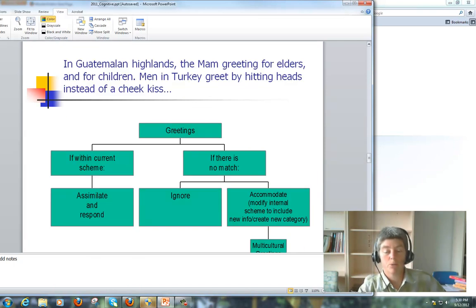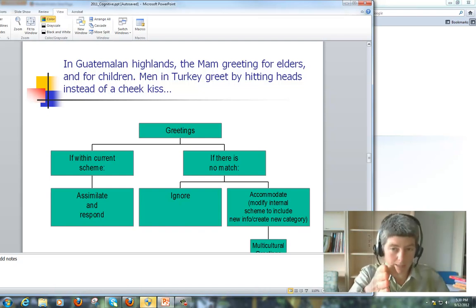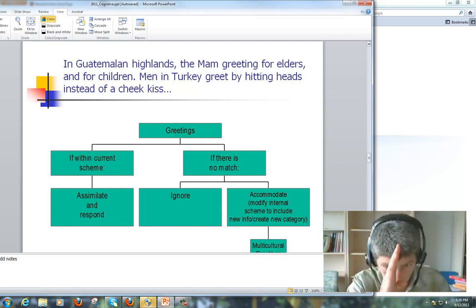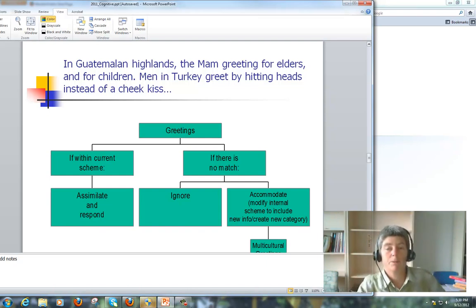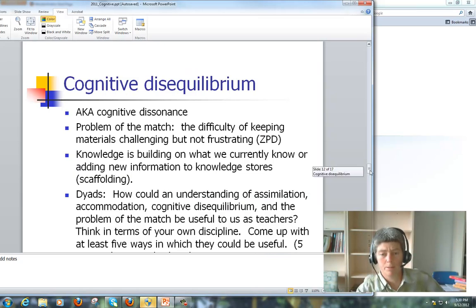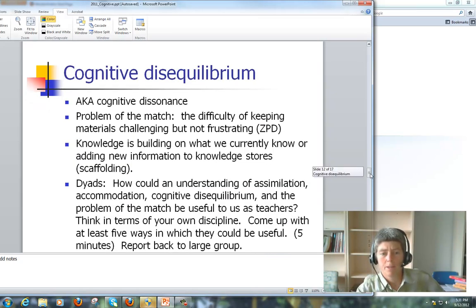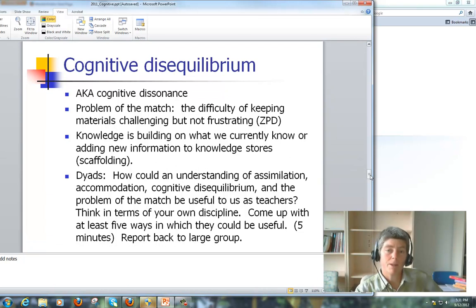And you can think about different ways that greetings are all over the world. In the Guatemalan highlands, the elders put their hand like this, and if you're younger, you're to take it and put it to your head as a sign of respect. Some people kiss on the cheek. In Turkey, the men kind of bash their heads against one another. So you might not have a schema for that, but over time, I think you would be able to make sense of it.